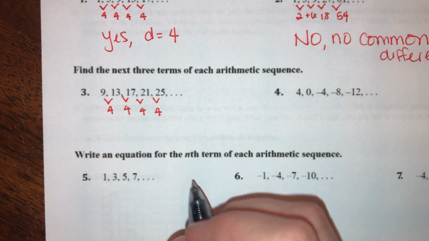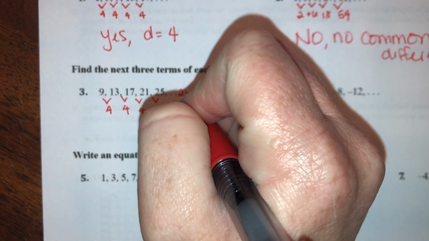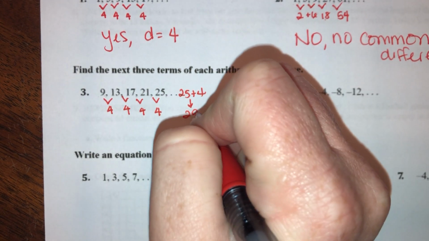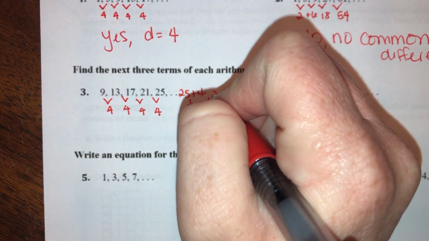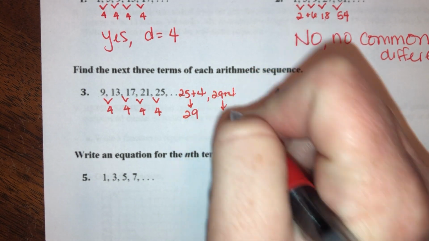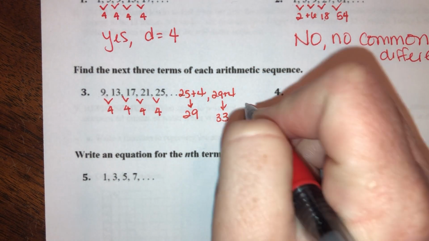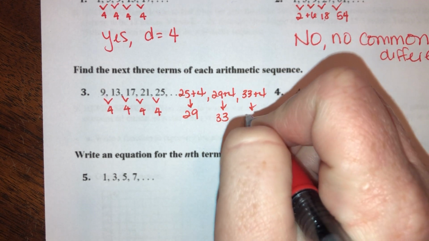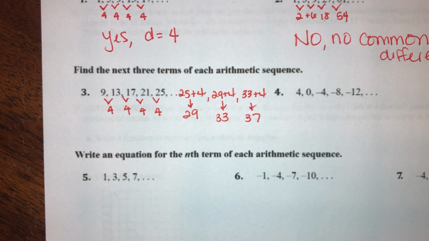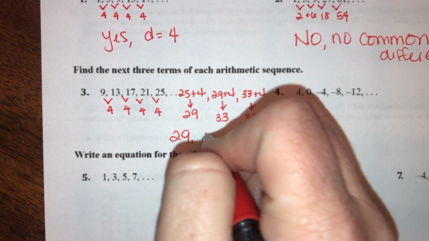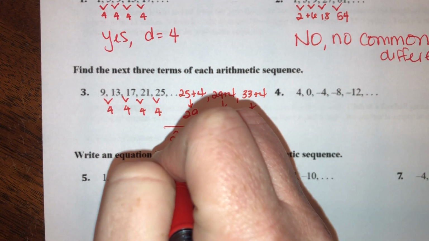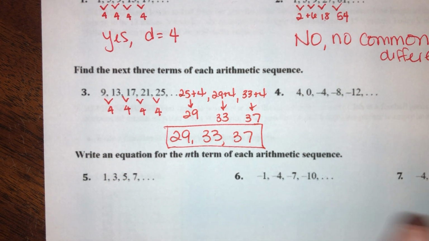So the next number would be 25 plus 4, which is 29. The next number would be 29 plus 4, which is 33. And then the next number after that would be 33 plus 4, which is 37. So my next 3 terms are 29, 33, 37. Because I just keep adding 4 over and over.